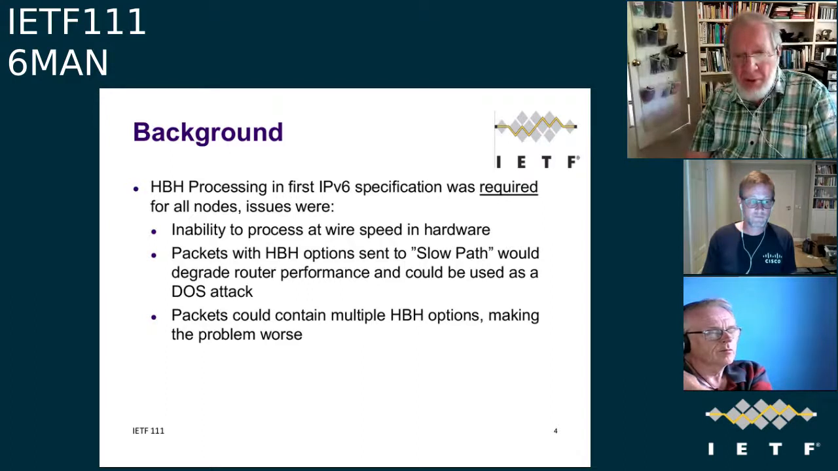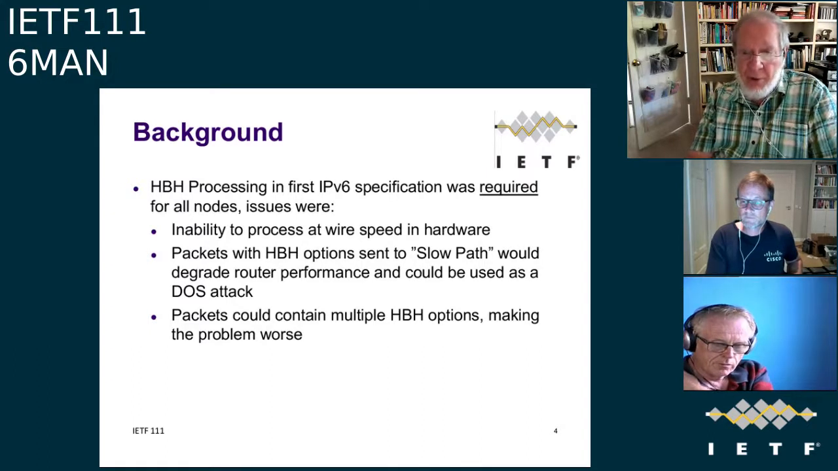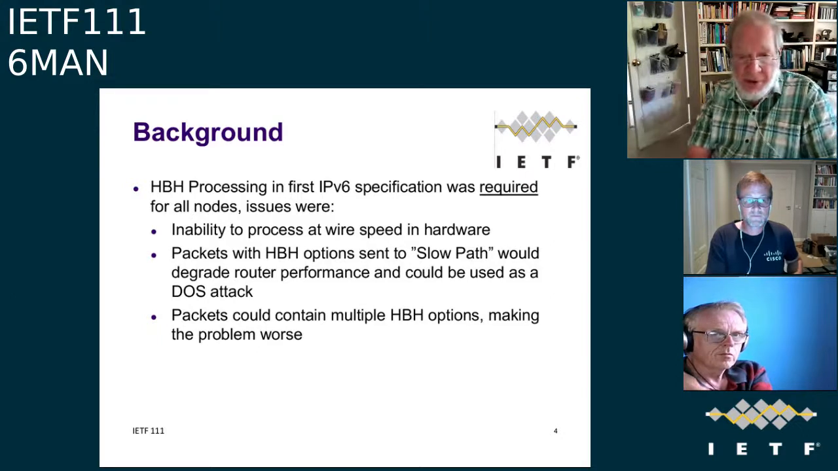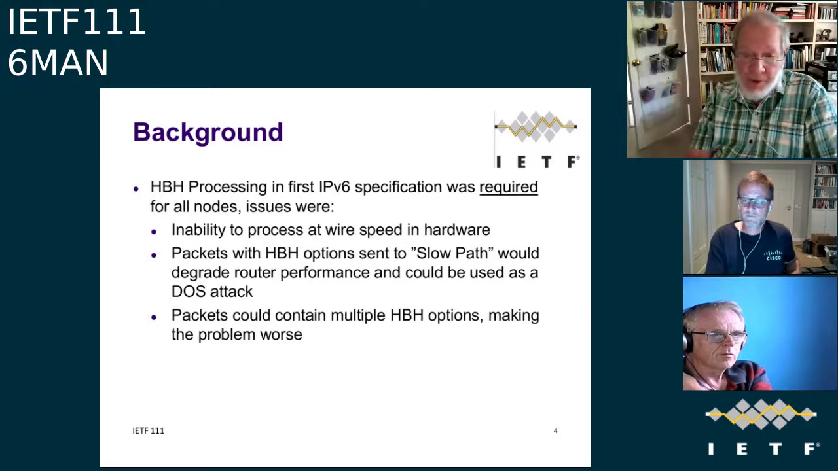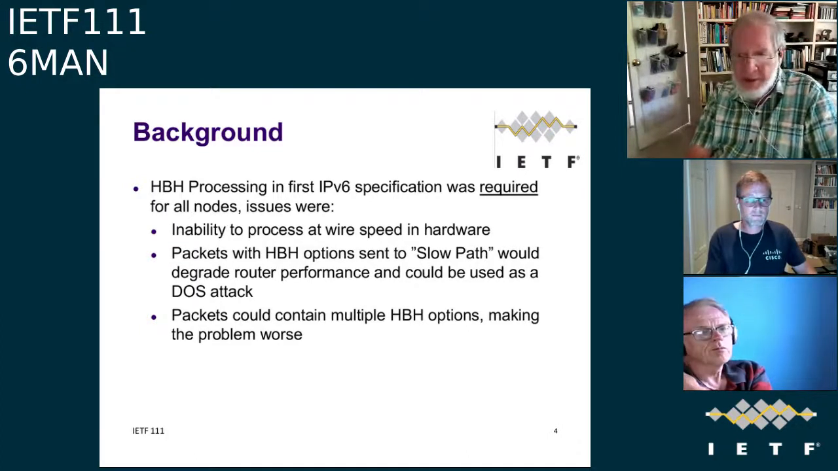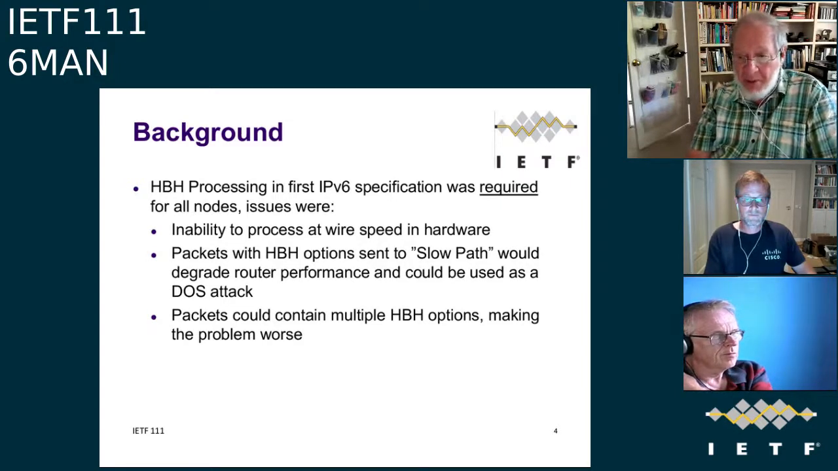So I'll do the background slides and let Gorry talk. In the first IPv6 specification, hop-by-hop processing was required by all nodes. We ran into a number of issues, such as inability to process at wire speed in hardware. Packets sent to the slow path would degrade router performance and could be used as a denial of service attack. There was no limit on the number of hop-by-hop options, or as Tom will talk about later today, the size of the number of hop-by-hop options or extension header options, et cetera.